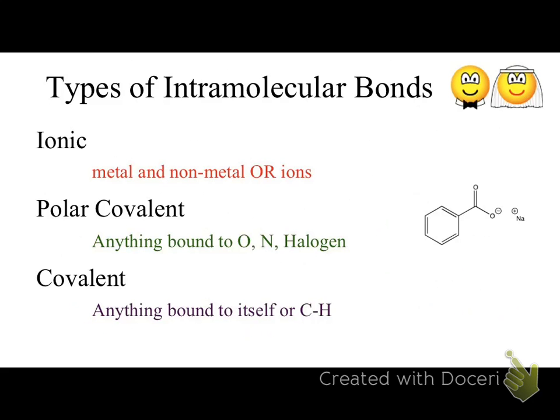Okay? We looked at intramolecular bonds. I've got an example up here just for clarification on the intra. Intra means within. So within an individual molecule, we will have bonds. We've got three bulk types of bonds: your ionic, your polar covalent, and your covalent. You'll notice if we go ahead and look at the polar covalent, anything bound to oxygen, nitrogen, or a halogen, what were the electronegativities for all of those? High or low? High. Okay, so it goes back to those electronegativity tables and understanding what's happening with those.